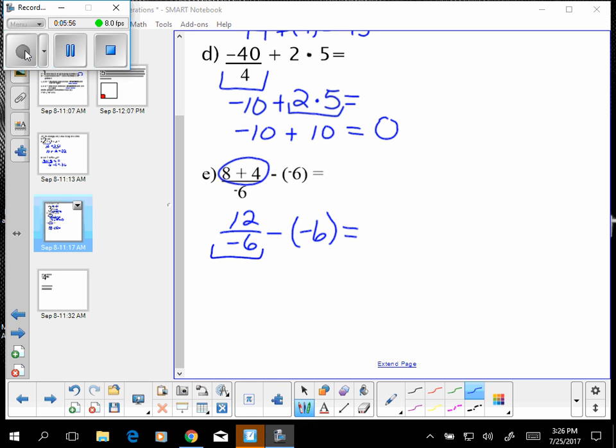Now I have this division to do. That's negative 2 minus negative 6. The only thing I have left is a subtraction, but I'll have to rewrite it. Negative 2 plus 6 is going to equal 4.